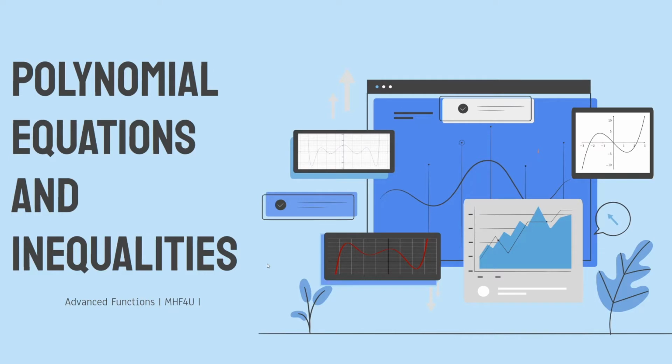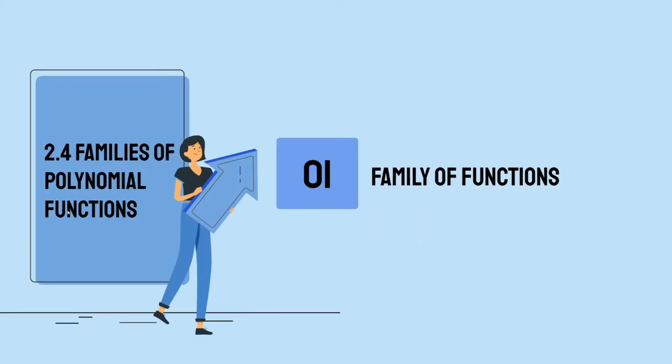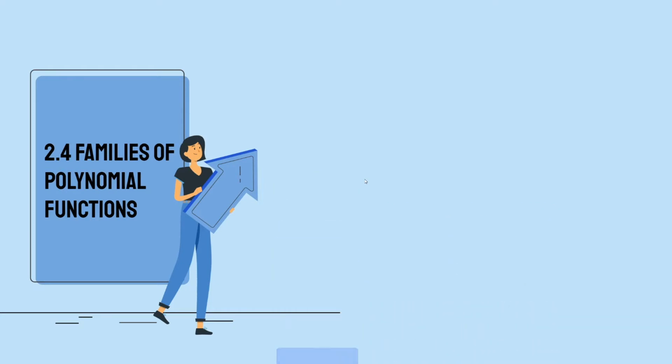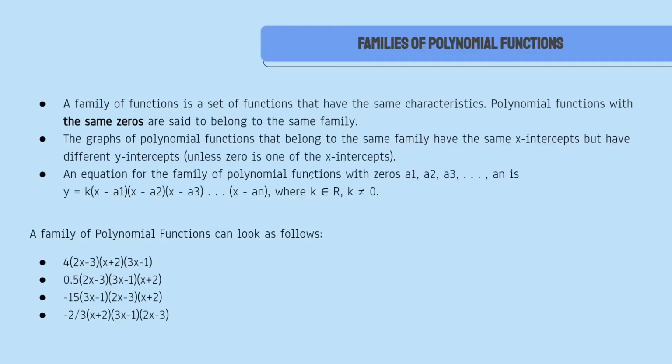We're still doing chapter 2. However, today we're focusing primarily on chapter 2.4, which focuses on families of polynomial equations. Essentially, this whole chapter just revolves around the equation for determining a family of polynomial functions. That's why it's the only topic that we're essentially going to be covering.